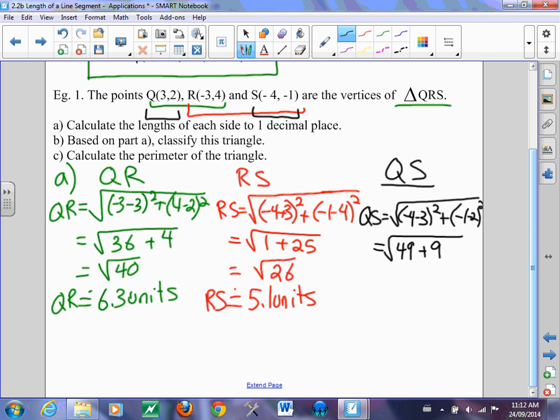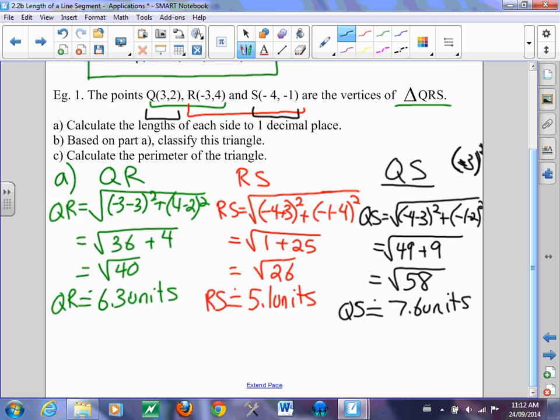Remember, folks, if you're doing this in your calculator, you need to put the negative sign inside the brackets, because negative times a negative becomes a positive. It's a common mistake when people do this length formula. Collecting the constants in this case, it's 58 under the square root. So take the square root of that, and QS equals 7.6 units.